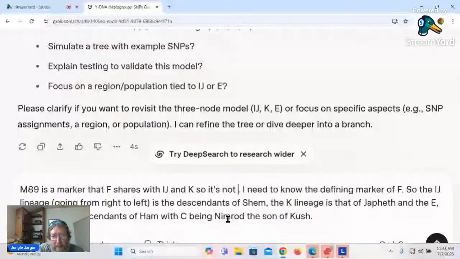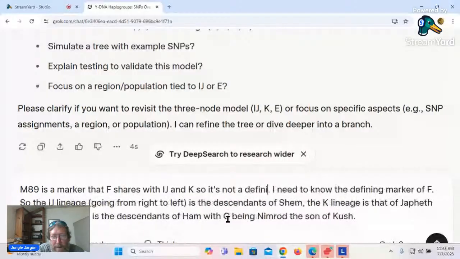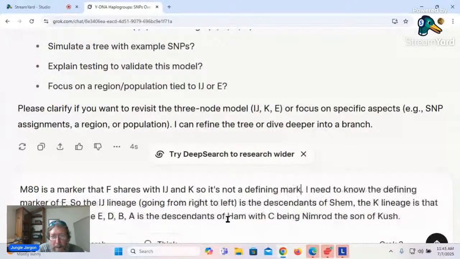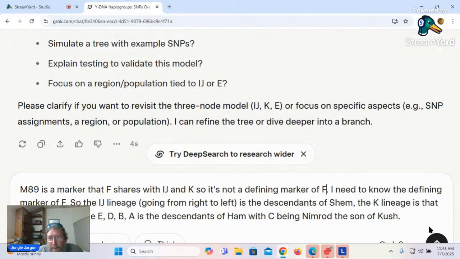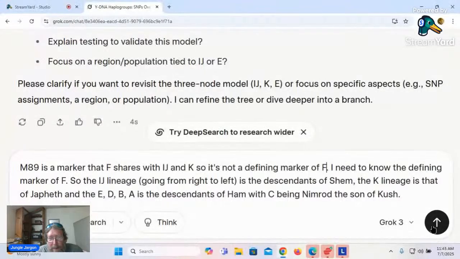Not a defining marker of F. It's not a defining marker of F. I need to know the defining marker of F. So, okay, there we go. Let's try this. See if he can put something together here.